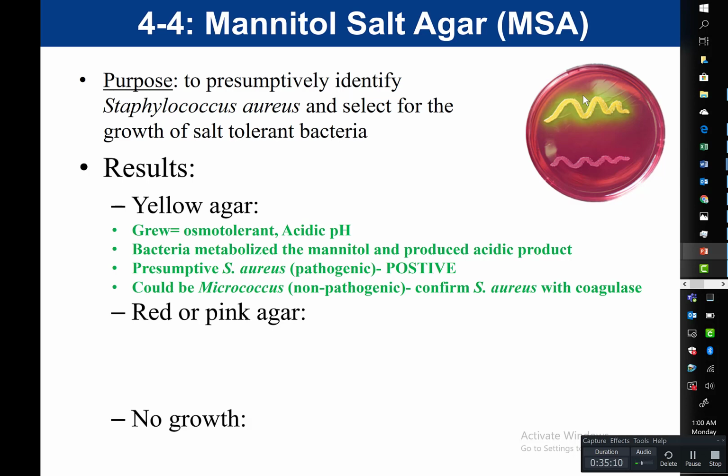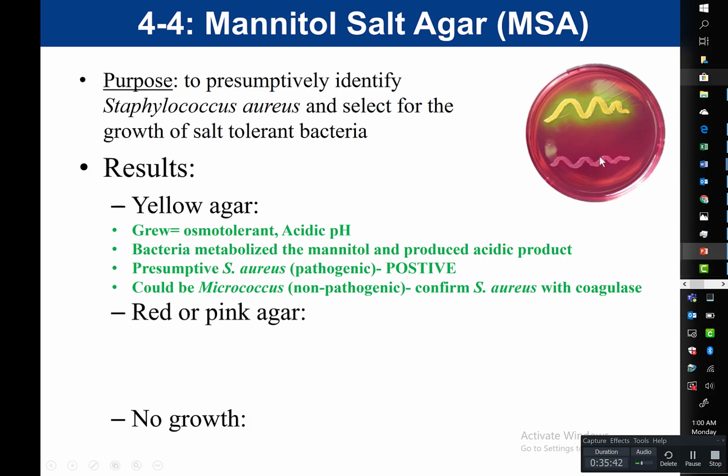And so in the MSA, this is what we would call our positive. The positive would be that the yellow agar occurs. Now, that's not to be confused with yellow colonies, meaning that the bacteria that are growing on the plate have yellow colonies. It has to be yellow agar, which means that acids are being produced by the bacteria. It's not just the pigment that the bacteria produces. Let's talk about what does red or pink agar tell us.